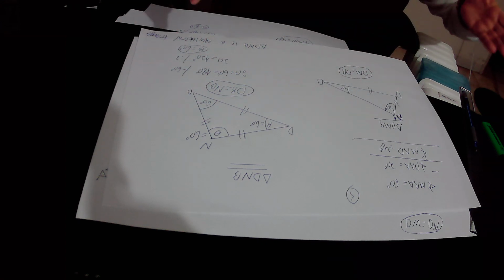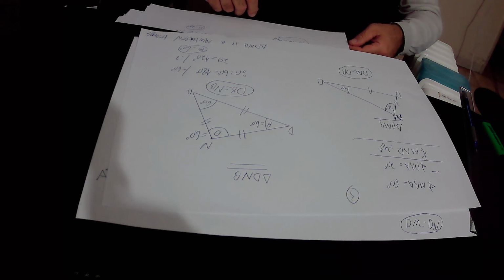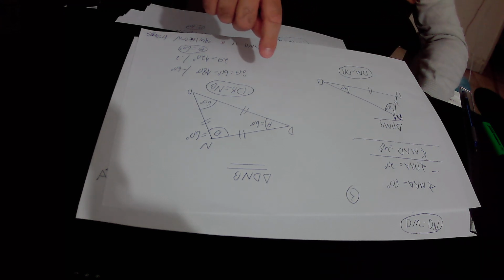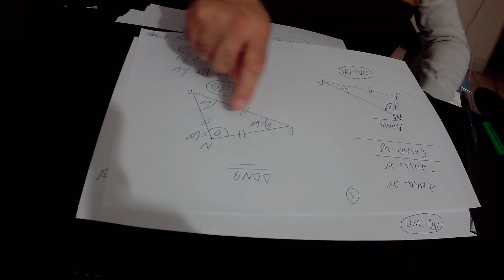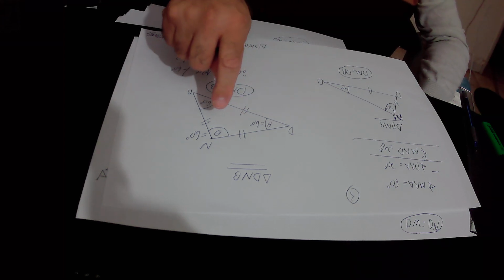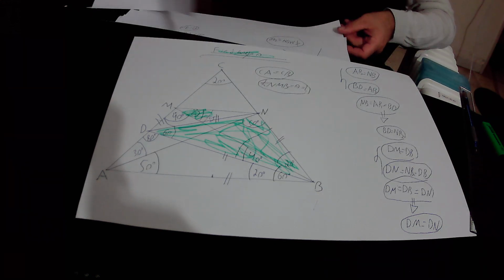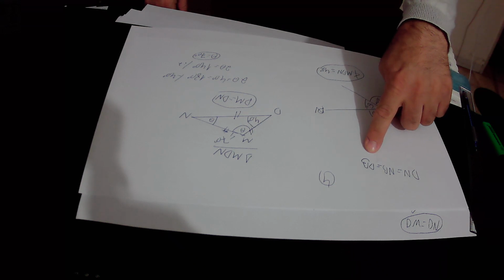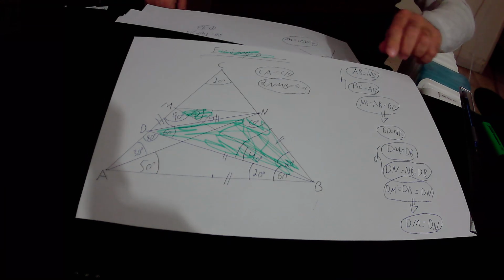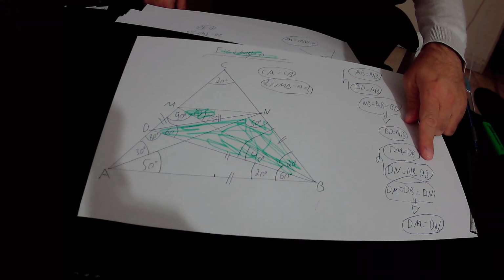So inside triangle DNB, all three angles are equal to 60 degrees, therefore triangle DNB is an equilateral triangle. And we know that in any equilateral triangle, all the sides are equal to each other. So in the equilateral triangle DNB, side DN equals side NB equals side DB. So we can write here also that side DN equals side NB equals side DB.